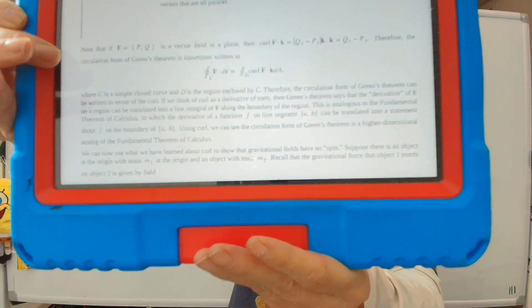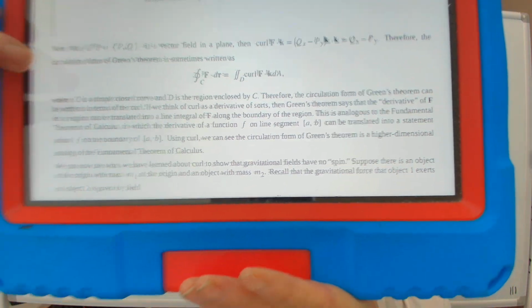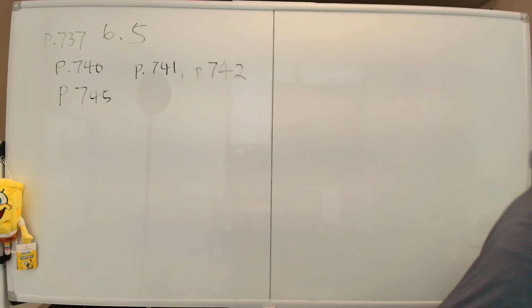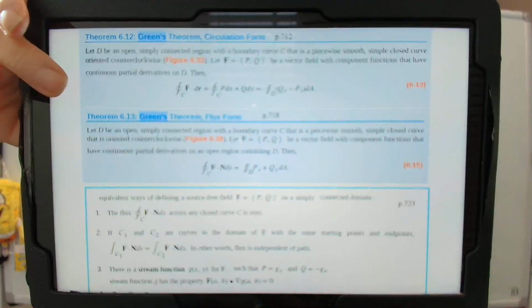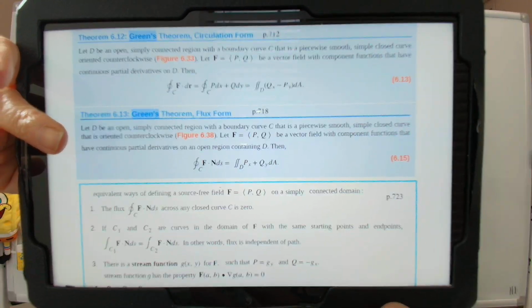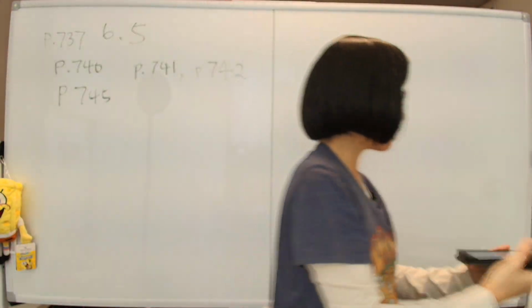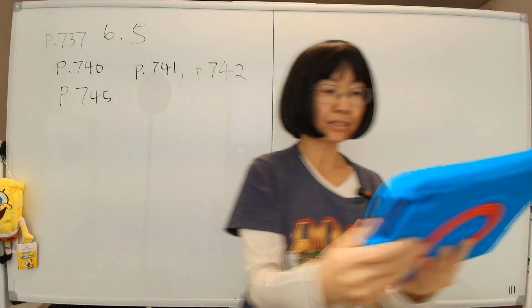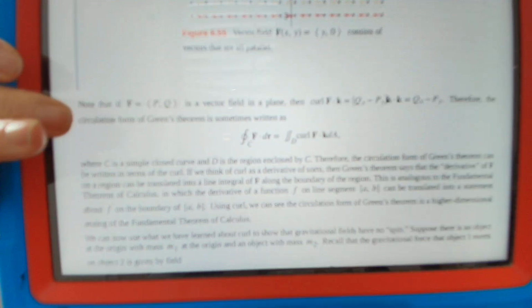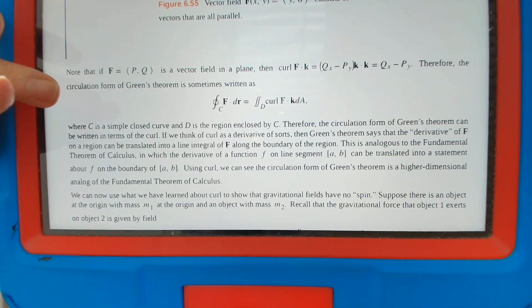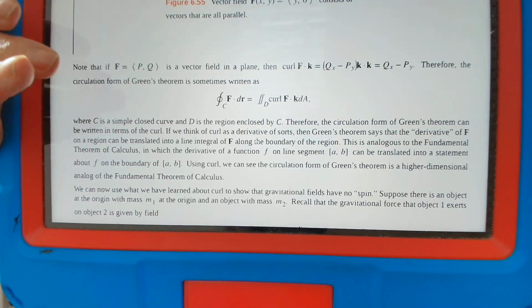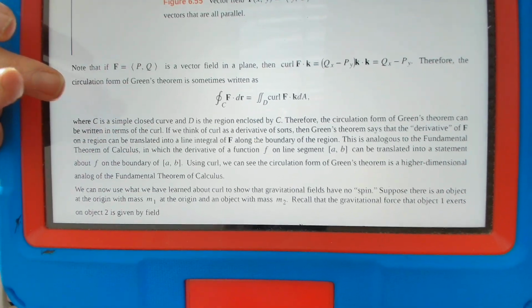It happens to be the circulation form of Green's theorem, which we looked at a moment ago. Okay, here's the circulation form, right? The minus one is the circulation form, whereas the plus one is the flux form. So it just happens to be the same. And as a result, this particular equation stands for F in 2 dimensions, right here. This F dr, you can also write it as curl F dot k dA. And because the dot product just happened to give you the same thing, which is Qx minus Py.